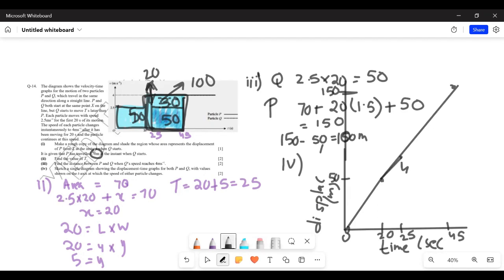So you just need to show 2 lines. These are not parallel lines. थोड़ा सा bend आना चाहिए. Something like this. That's for P. पहले displacement 0 है. Then at 20 seconds, the displacement is 50. And then at 45 seconds, the displacement is 150.